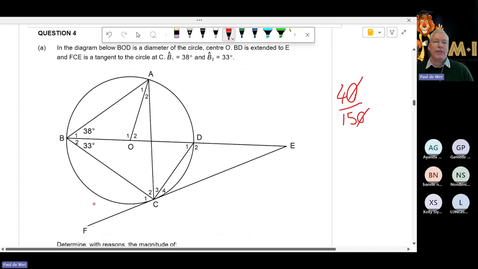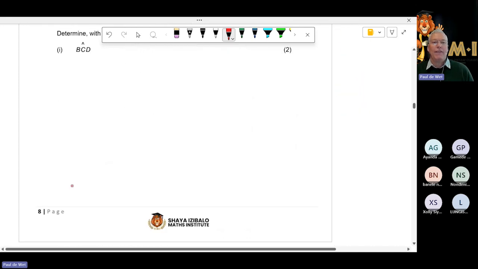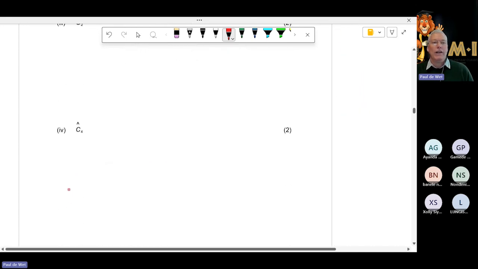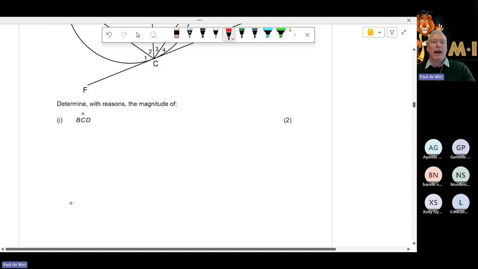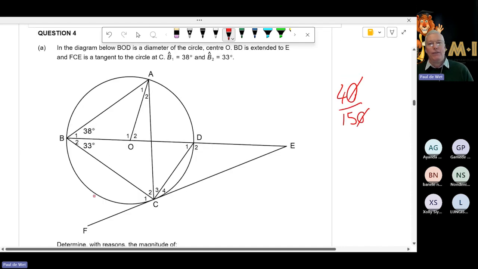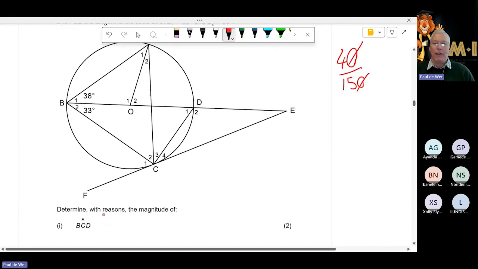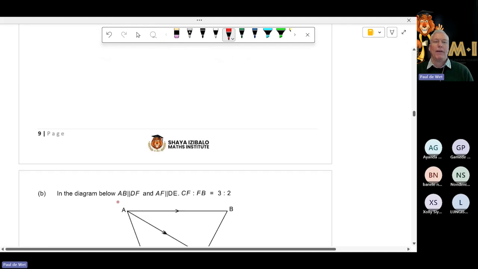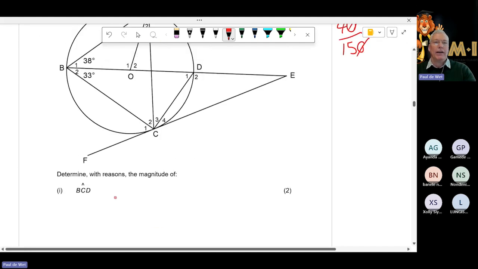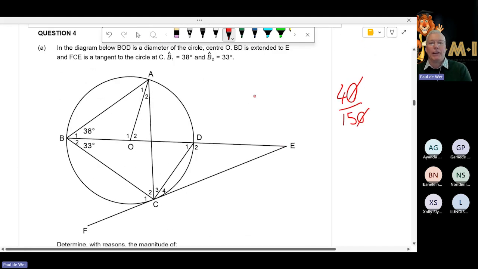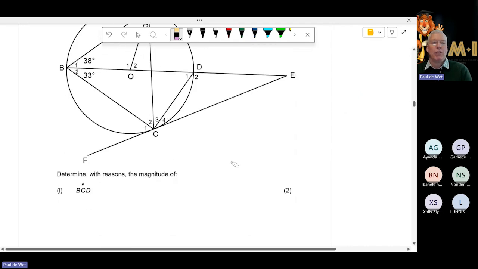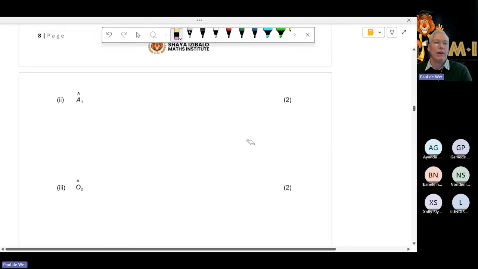This question says, find the size of all these different angles. I want you to spend 4 minutes, and then I want us to talk about just this question. So I'm going to write down what we're looking for here. BCD. You guys carry on. Try it yourselves. I'm just putting it all on one page for myself. A1, O2.